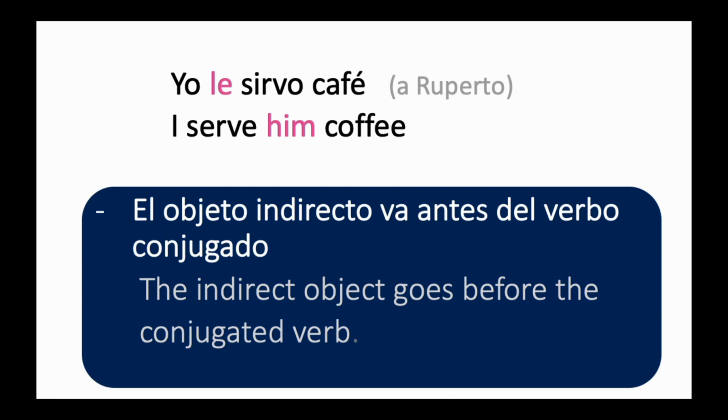Como mencioné antes, as I mentioned before, el objeto indirecto va antes del verbo conjugado. The conjugated verb here is sirvo. Yo sirvo. I serve him is what we would say in English. Serve and then him. En español, yo le sirvo. In essence, if we were going to translate this literally, it would say, to him I serve coffee.